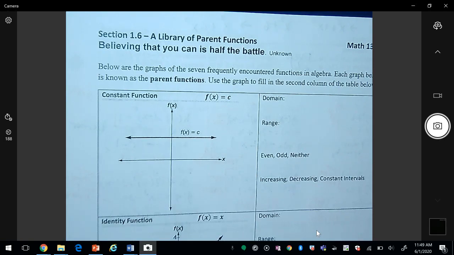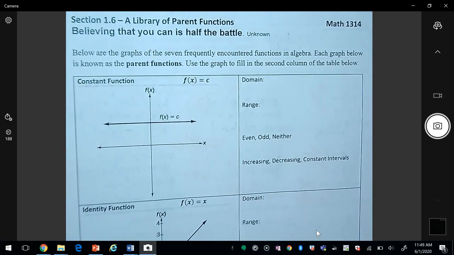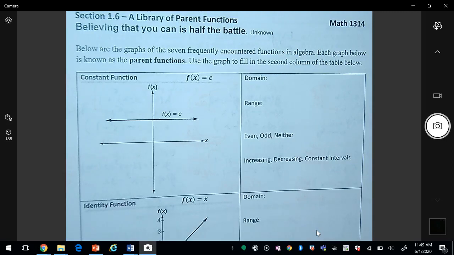Below are graphs of 7 functions, and we know them as the parent functions. Just like our parents, we, as their kids, have similarities to them. So for example, my eyes might be like my mom's, my hair might be like my dad's. So in math, any functions that look like these parent functions will have similar characteristics.